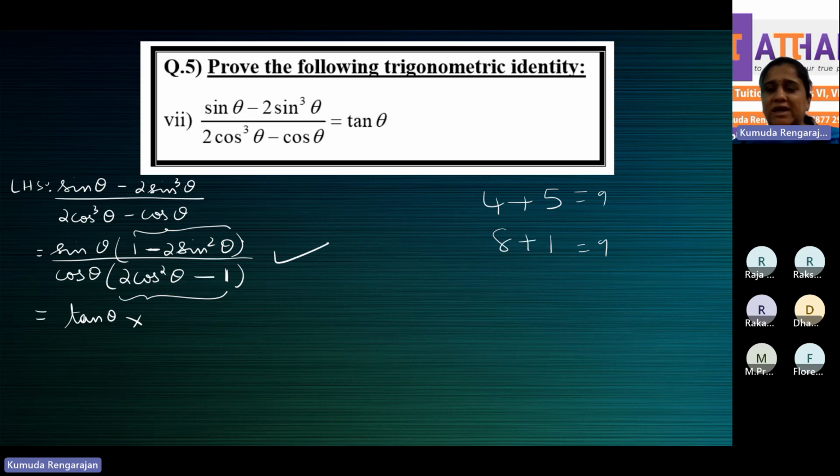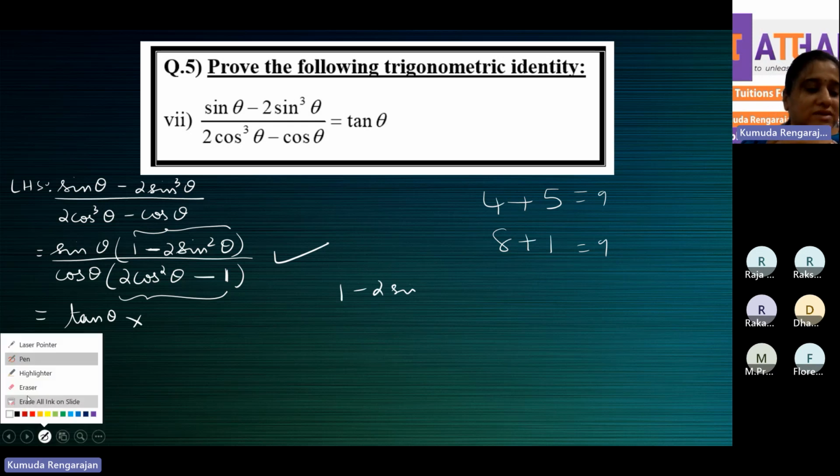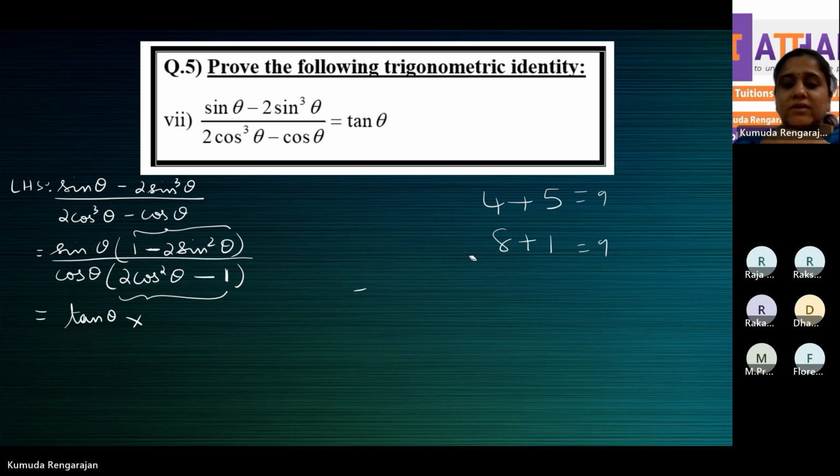Or, you can see that 1 there, no? Write 1 as sin square theta plus cos square theta in both the places. So it's like this, 1 minus 2 sin square. I think I'll work all the 3 ways. That will be better. We'll do it in all the 3 ways.